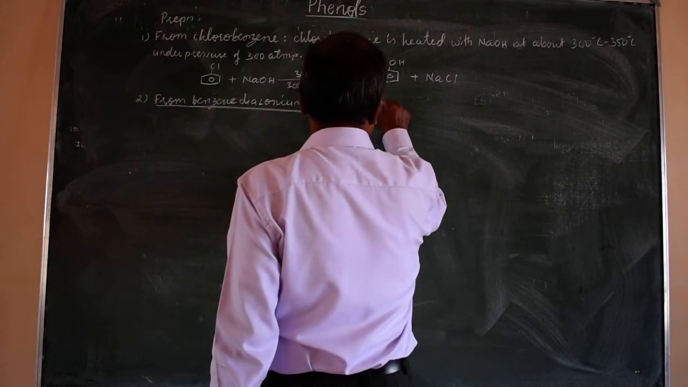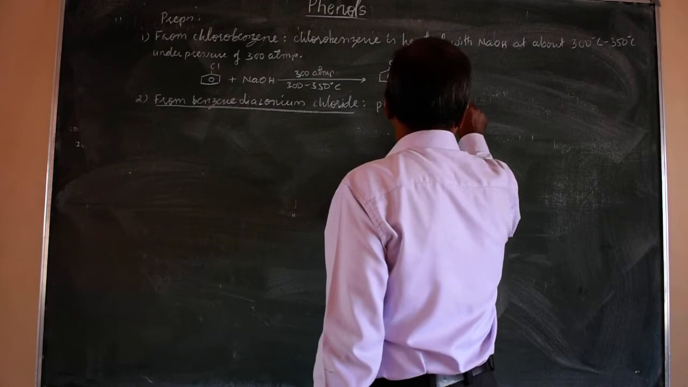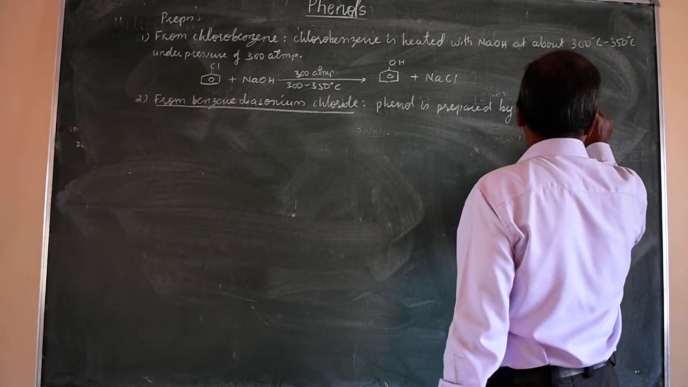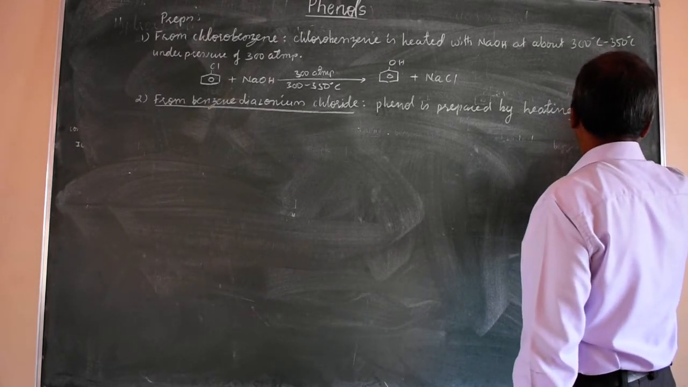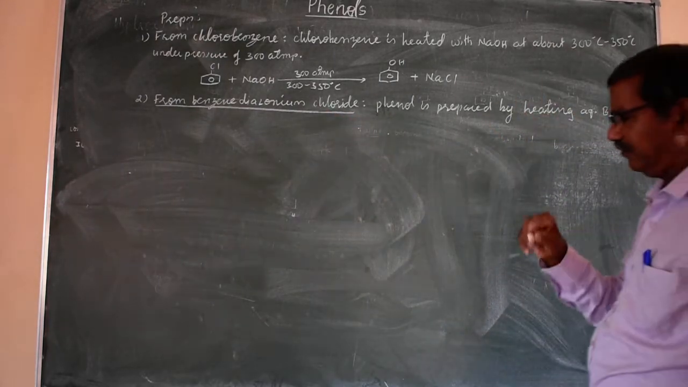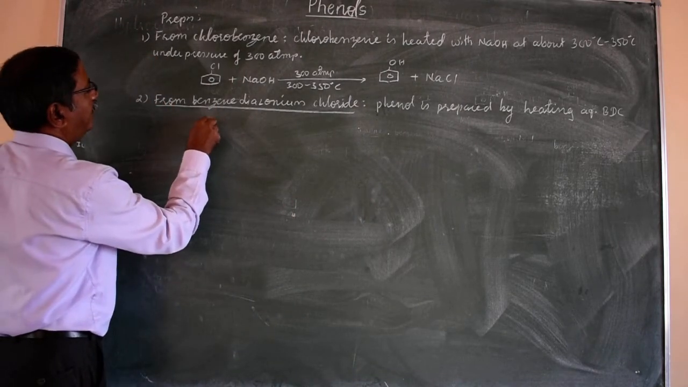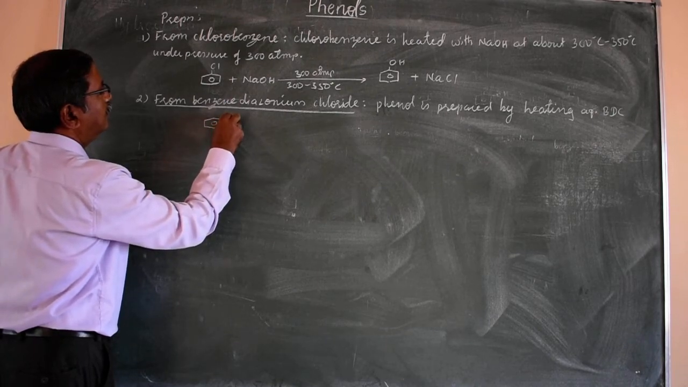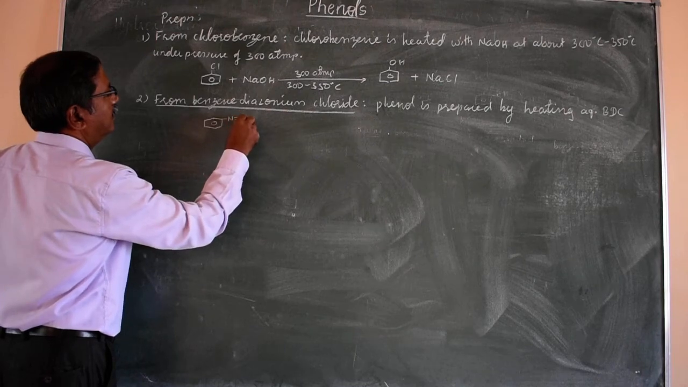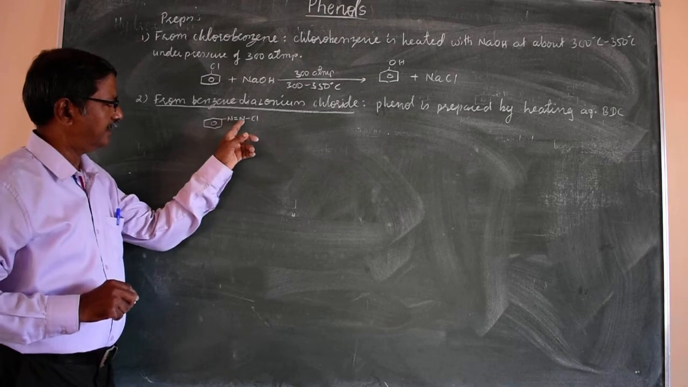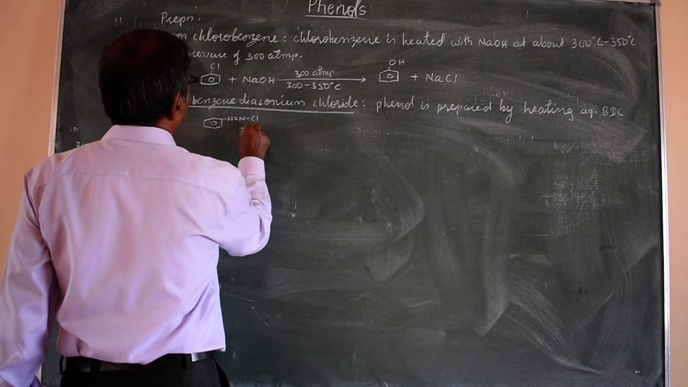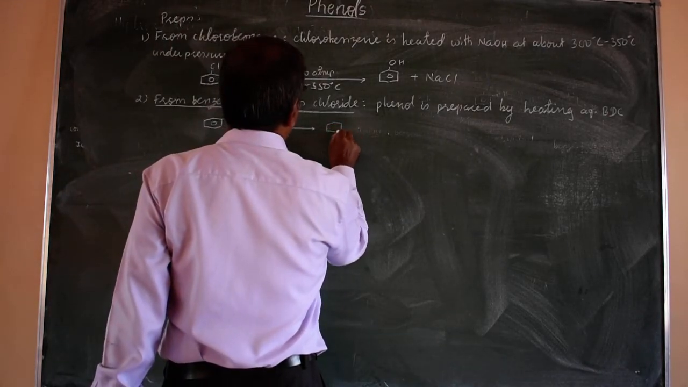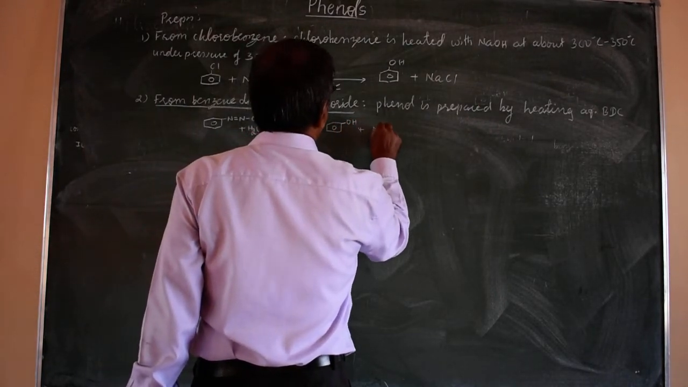Phenol is prepared by heating aqueous BDC. BDC means benzene diazonium chloride, the short form. Well, the formula for benzene diazonium chloride: diazonium, azo means nitrogens, so we have two nitrogens. An aqueous solution of benzene diazonium chloride, with water, when heated, we will get phenol. One more product you have to remember, nitrogen and HCl.